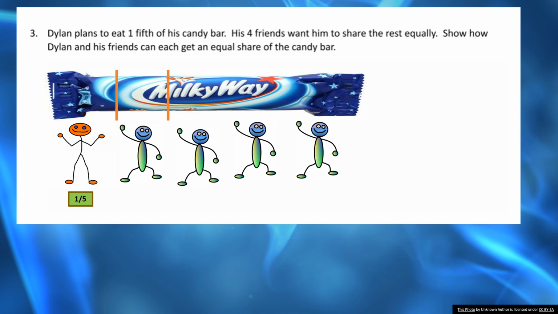2, that's a piece for friend 1. 3, that's a piece for friend 2. 4, that's a piece for friend 3. And there's the 5th piece there. So each friend gets 1/5.